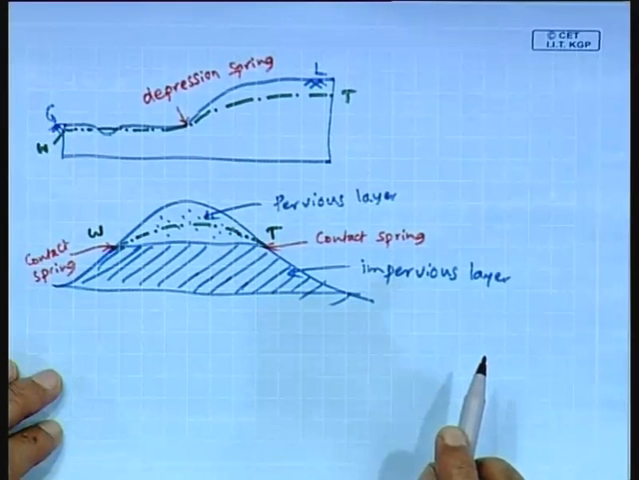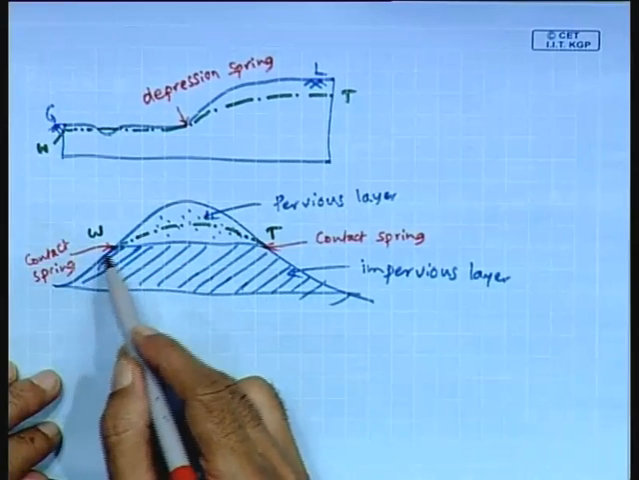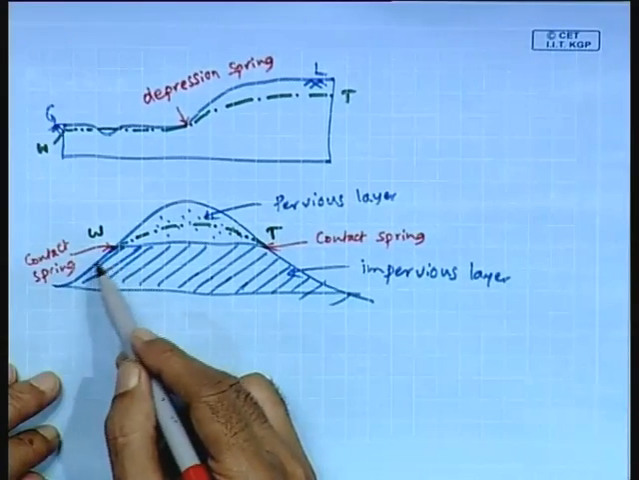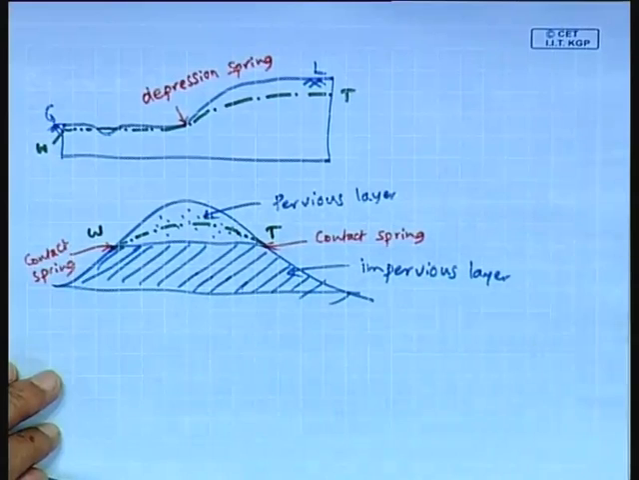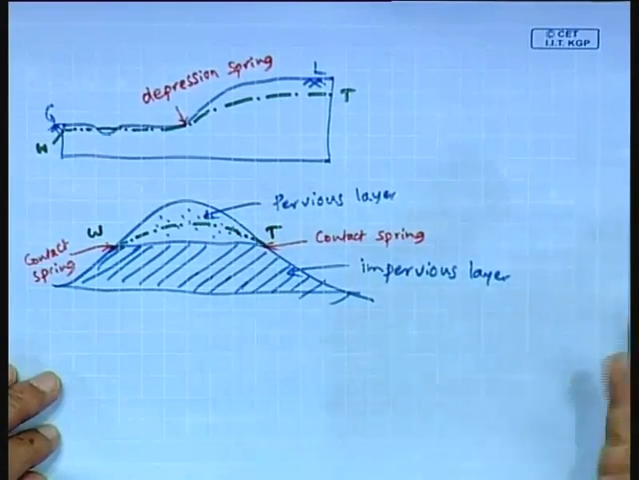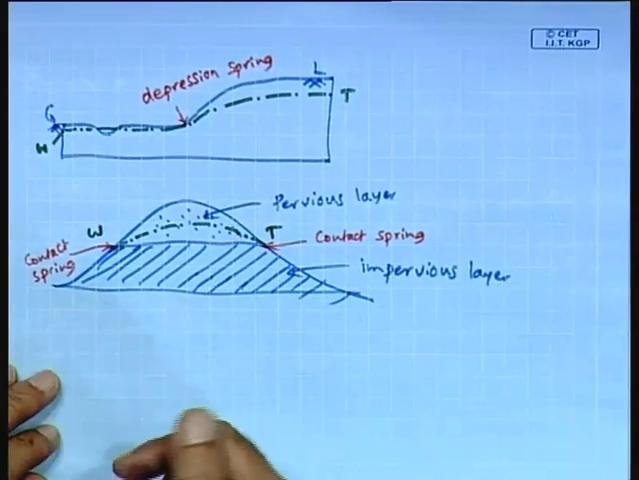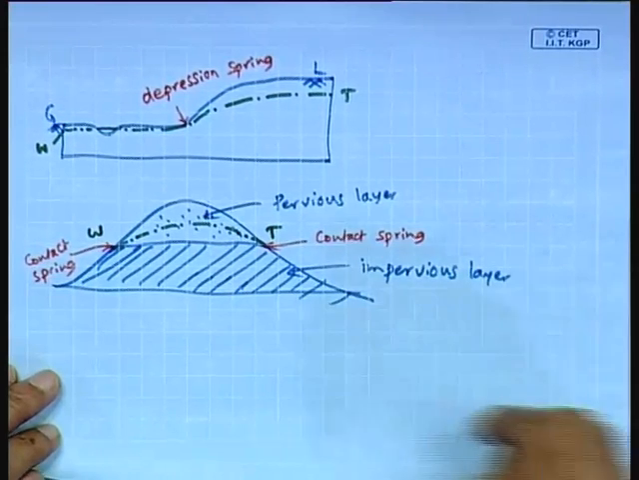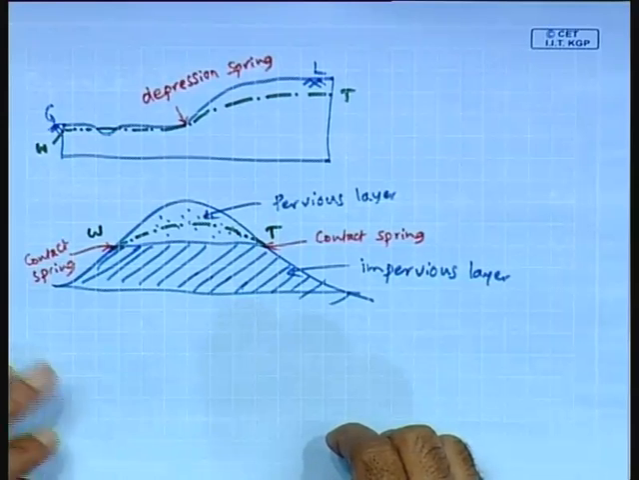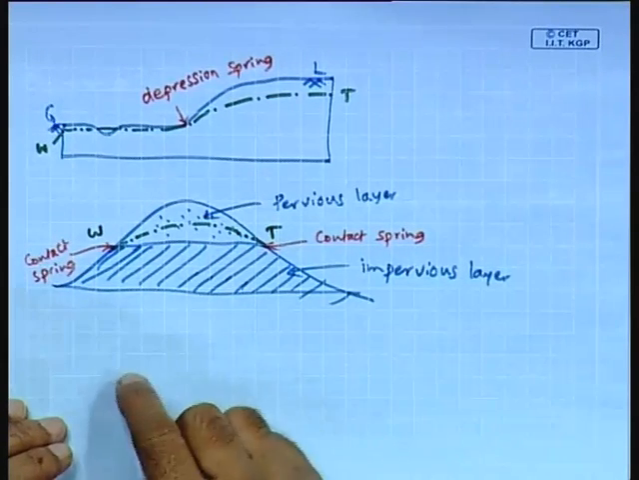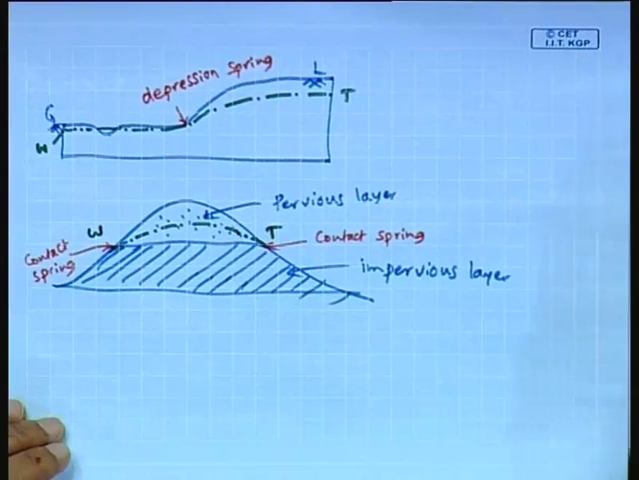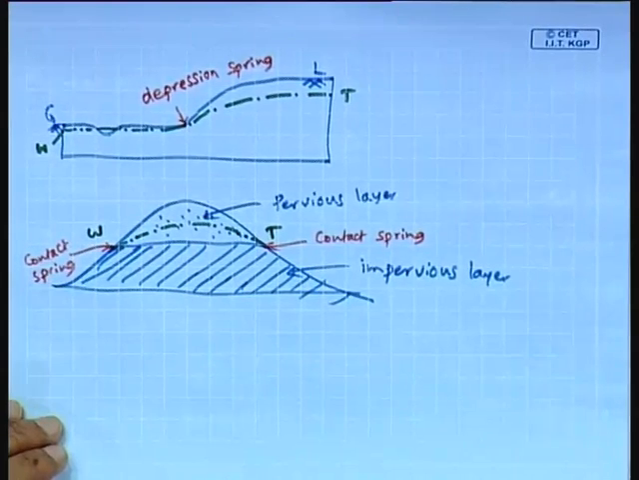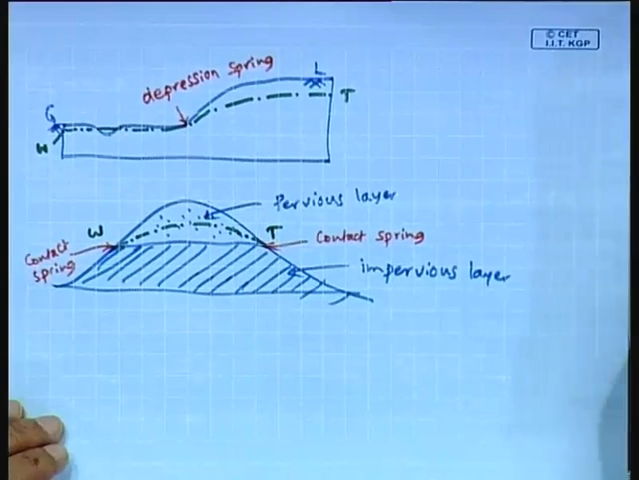So, essentially here what happens is, the water slowly gets released from this contact spring, and then it flows along the impervious layer of this soil or rock mound, and eventually it may join a stream or it may join a lake or any other surface storage area like that. So, essentially this contact spring is found. And of course, in this case, unlike the depression spring, generally the current velocity will be slightly less.